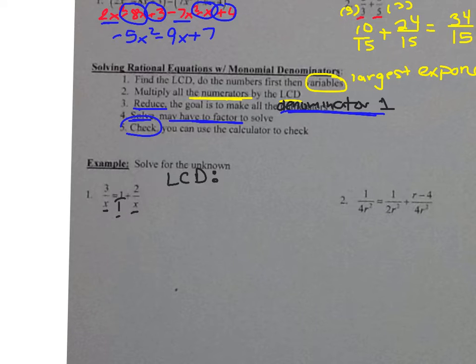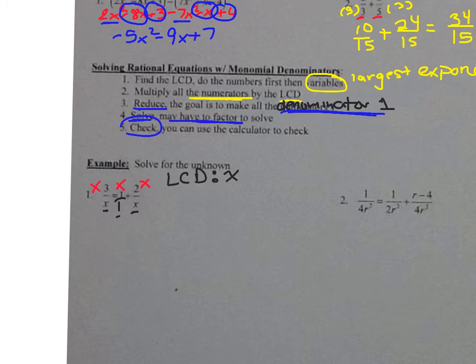So 1 is not going to do anything for me. But I have an x and another x. They both have the same exponent. They're both x to the first. So that means my LCD is x. So I'm going to multiply all the numerators just by x. X, x, x. Notice I put the x right above the number, right next to the numerator.